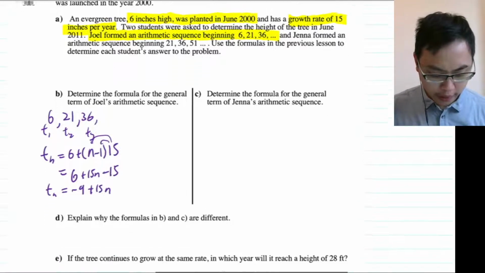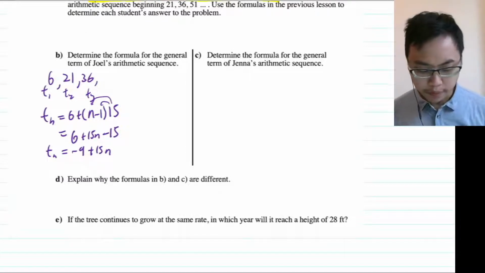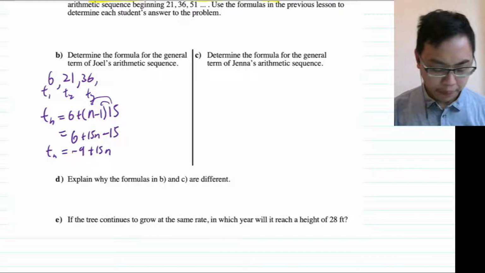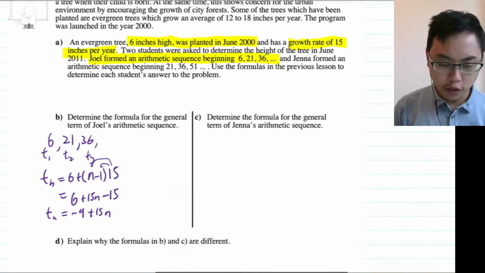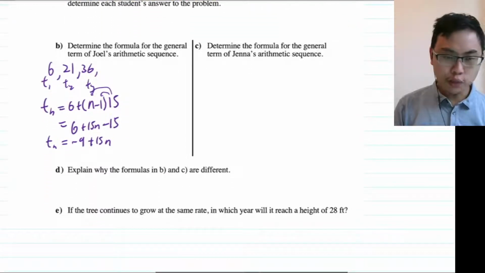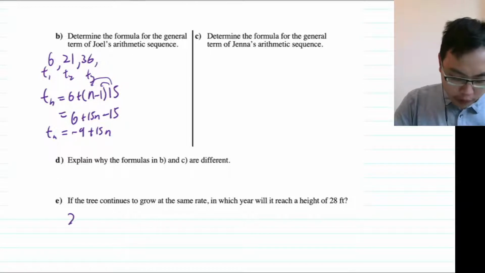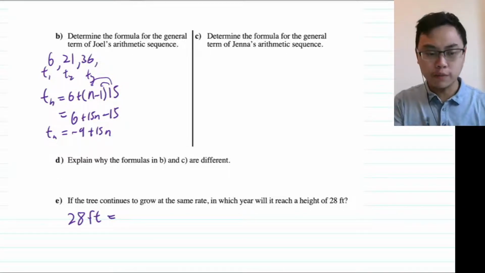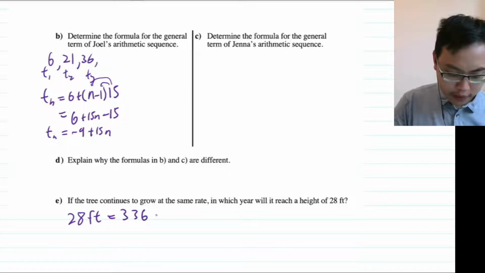Now let's use this to determine part E. If the tree continues to grow at the same rate, in which year will it reach a height of 28 feet? First of all, it grows at 15 inches per year, and it started off 6 inches high. So we want to work out what 28 feet is in inches. Let's convert that to inches by multiplying by 12. 28 times 12 gives us 336 inches.